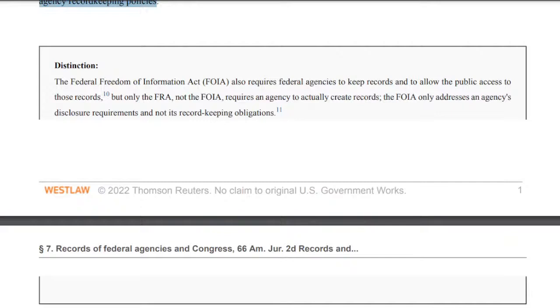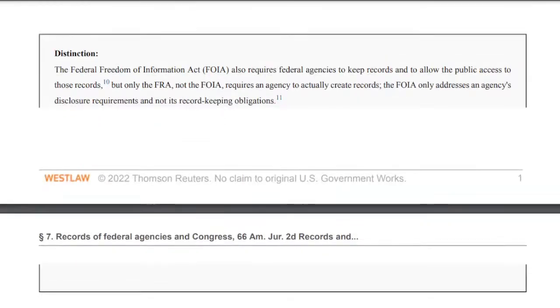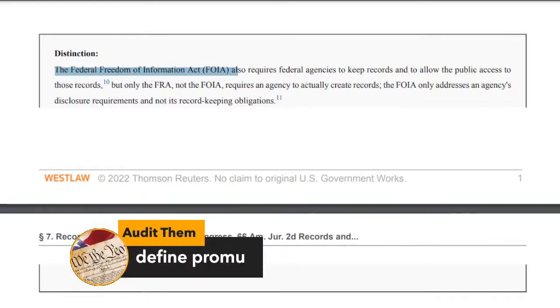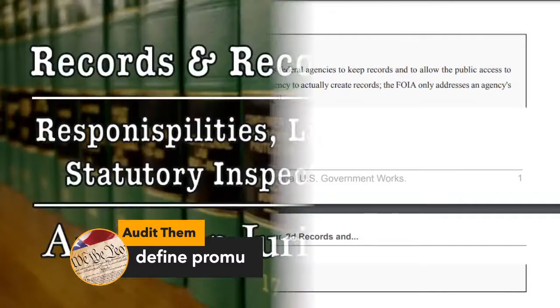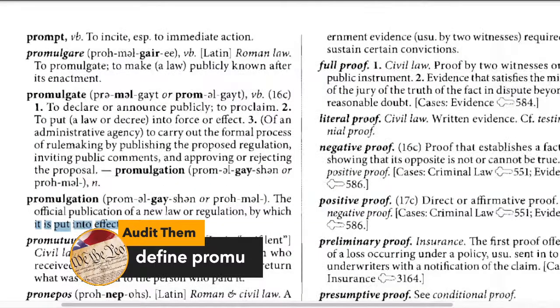So let's see what the distinction is here. The Federal Freedom of Information Act, the FOIA Act. We defined promulgate, didn't we? In case you missed it, we'll go back here. I don't know if I missed you saying that, but to promulgate, it's right there. I'd say it's to declare, announce publicly, to proclaim, but more it's promulgated regulation. So I'd say it'd be number 3, to carry out the formal process of rulemaking.